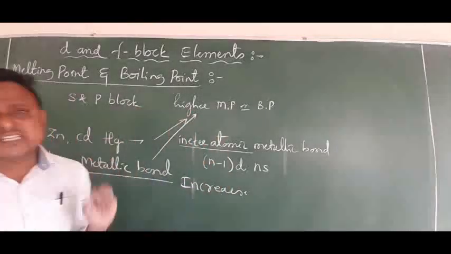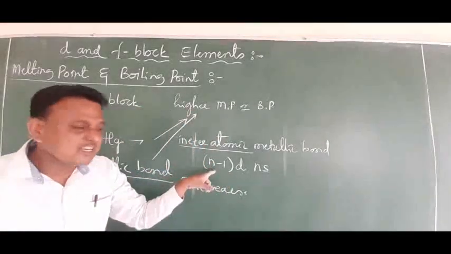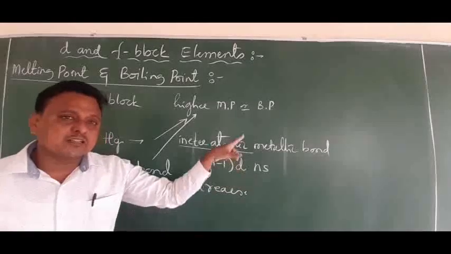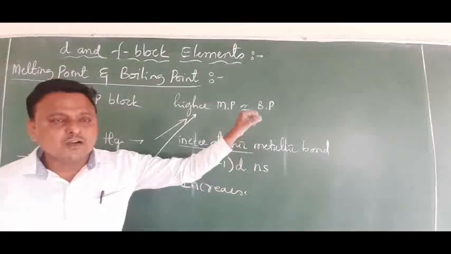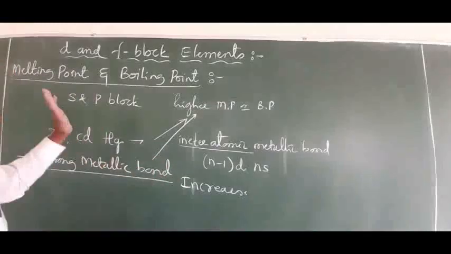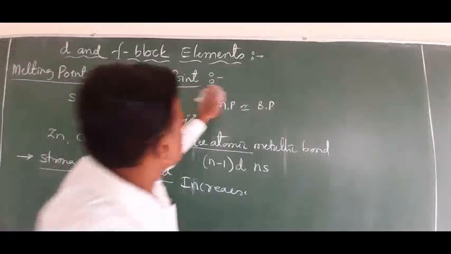So why does it increase? The reason is n minus 1 d orbitals have a maximum number of unpaired electrons. Come to the conclusion.